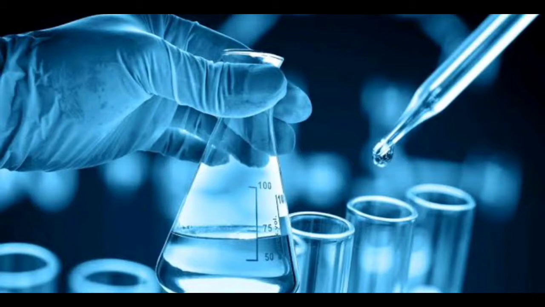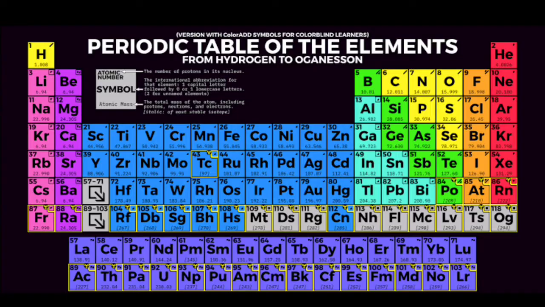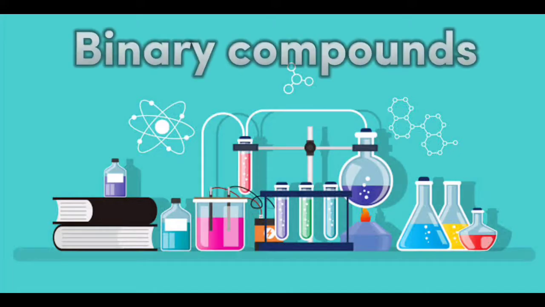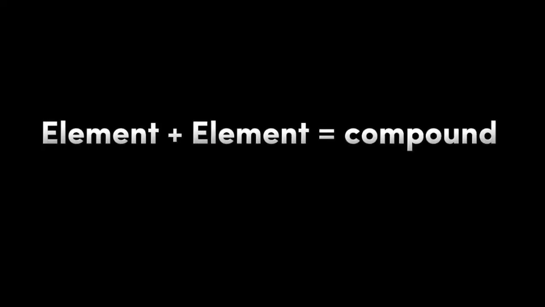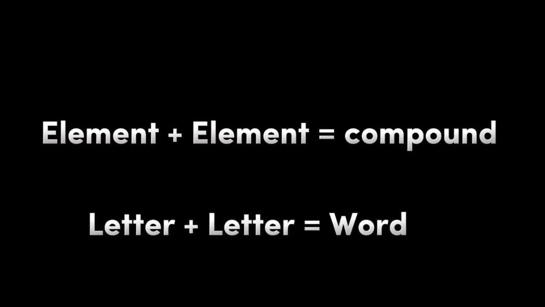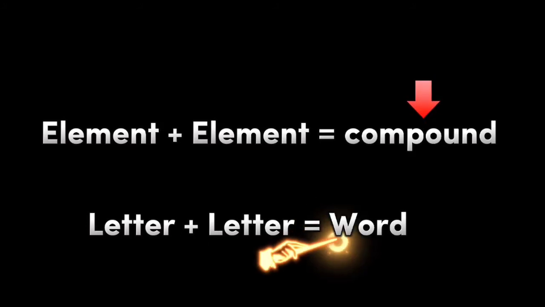Now, in the case of chemistry, when we're putting these elements together, we're going to start with two elements together. We call them binary compounds. Now, in chemistry, when these elements come together, we don't call them words, we call them compounds. So when an element combines with another element, they form what we call a compound. But in English language, when they put a letter and another letter, they form what we call a word. So you're going to take a compound to represent a word here.